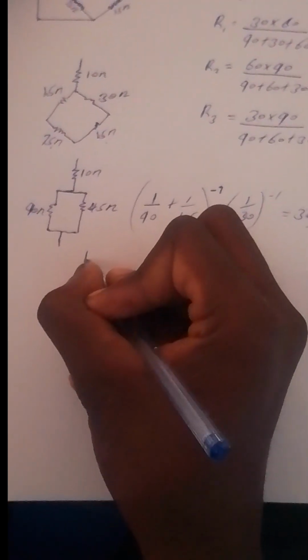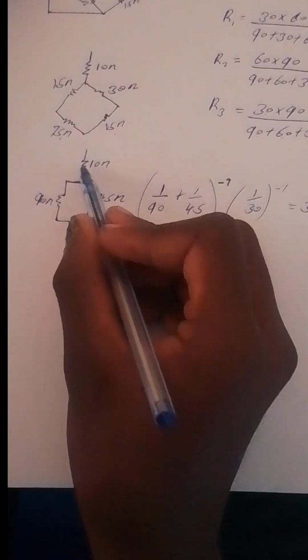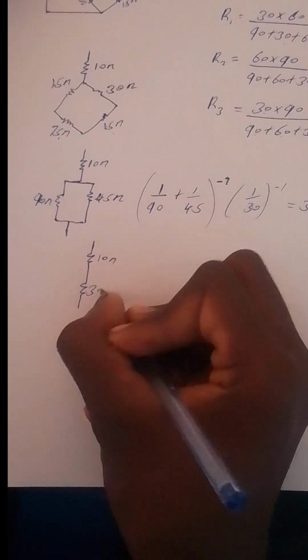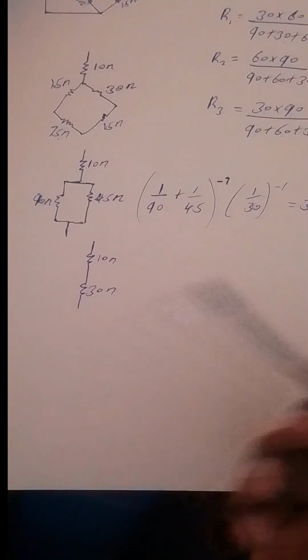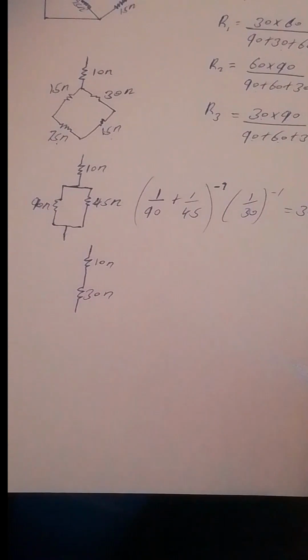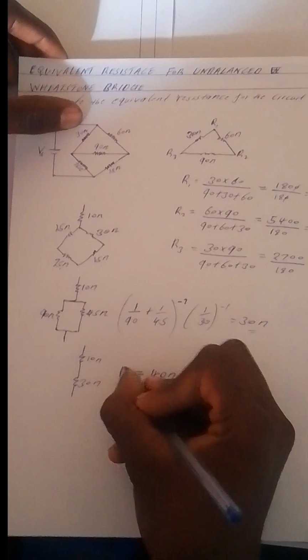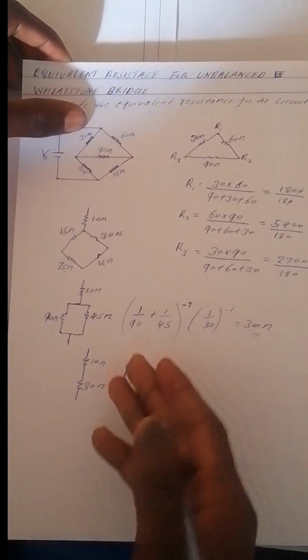So here we have 10 ohms, and this 10 ohms is in series with the result here, 30 ohms. 10 and 30 are in series, so we simply add them. Our final result is 40 ohms. This is the equivalent resistance, R total, for the whole circuit.